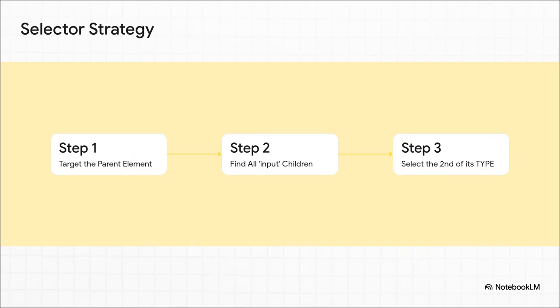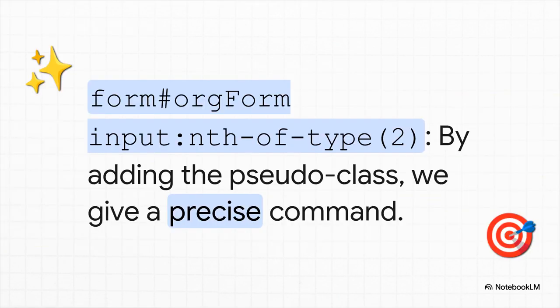So this is where we bring in our new superpower. We're going to tweak that selector. We're not just going to find all the inputs. We're going to tell it to pinpoint the second one of its type. And here it is, our final selector, form#orgform input:nth-of-type(2). By adding that little pseudo-class at the end, we're giving a very precise command. Inside that form, looking only at the inputs, give me the second one you find. And the result? Boom! 1. A single, unique element selected. We just cut through all that noise and targeted the exact field we needed from the very beginning. That's the power of this technique right there.